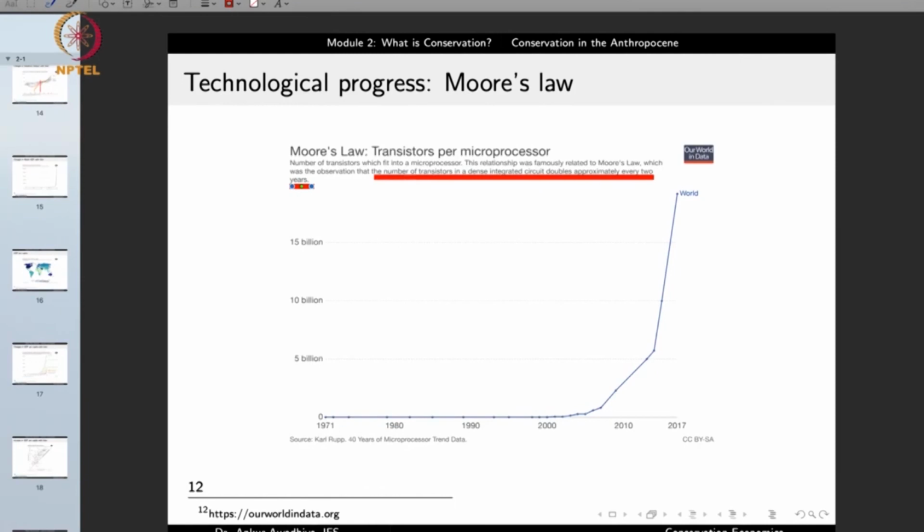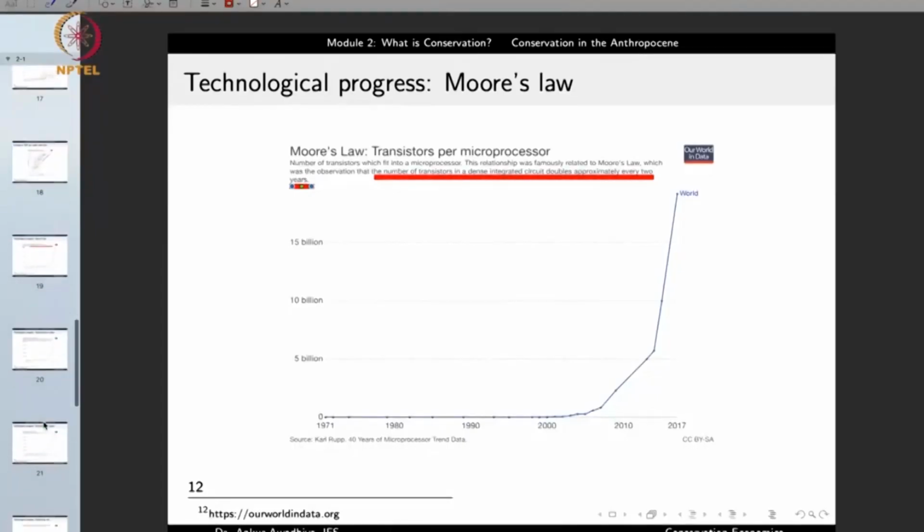What is the position at present? Well, we are observing that actually the number of transistors has been roughly doubling every 2 years, and we are observing an exponential increase, which is an indication that technological progress is also increasing exponentially, which means that the T component of the equation I = P × A × T has also been increasing, and the rate of increase has also been increasing.